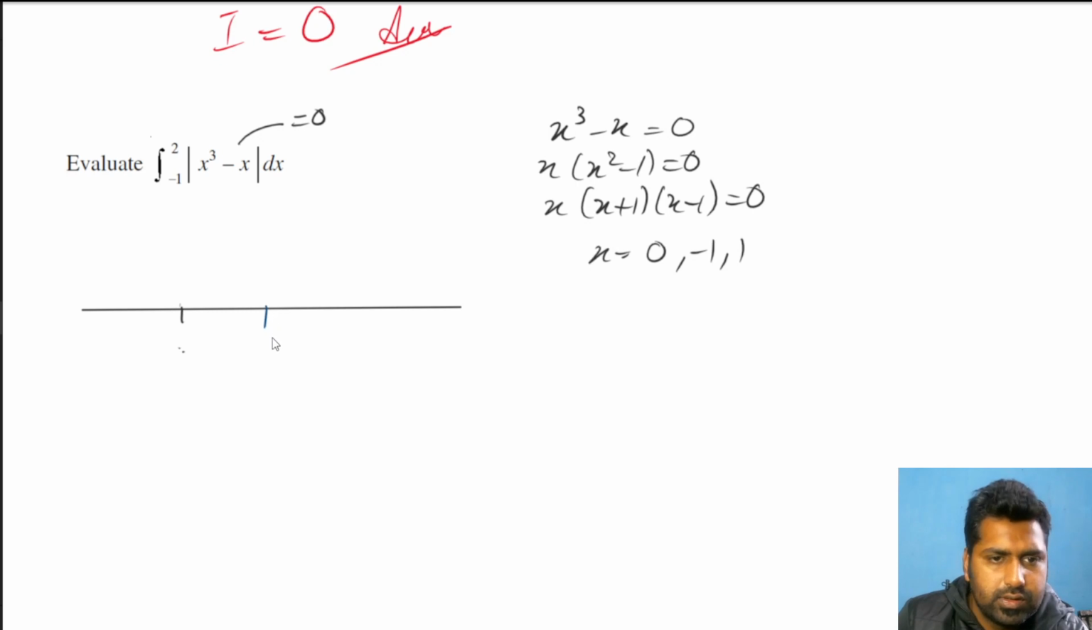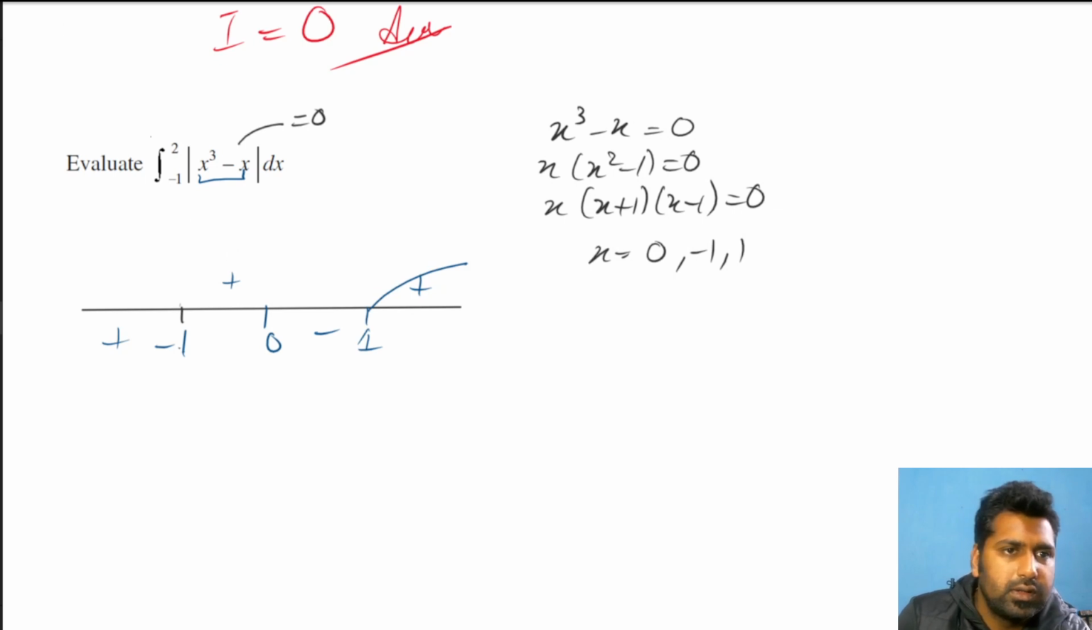So 0, minus 1, 1. And if you want, you can check by putting the test values, like put 2 in this and check whether it is coming positive or negative. Put anything between 0 and 1, check if it's coming positive or negative. But I'm telling you this pattern still follows because they are all linear expressions. So positive, negative, positive, negative. I know that pattern will follow. Change the sign at every critical point. Okay.